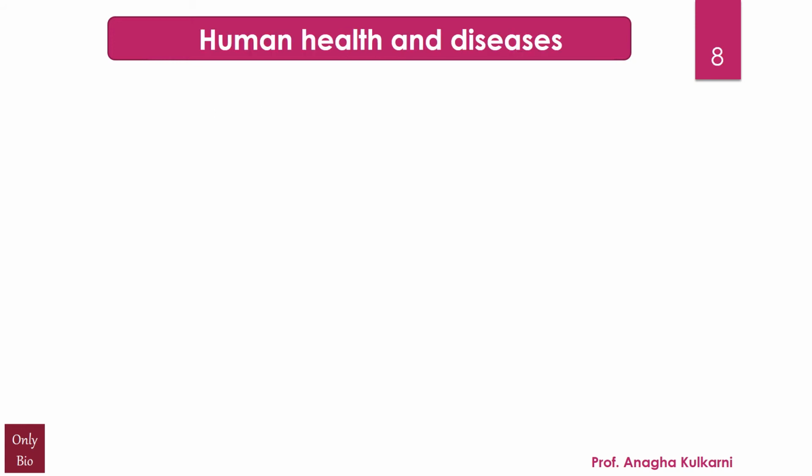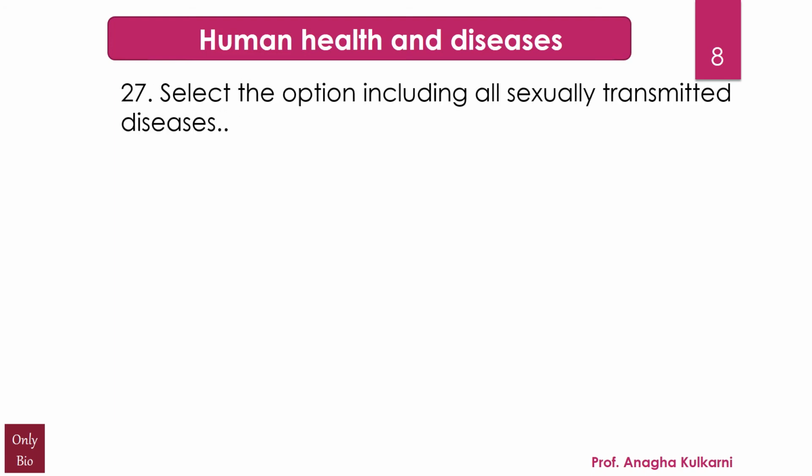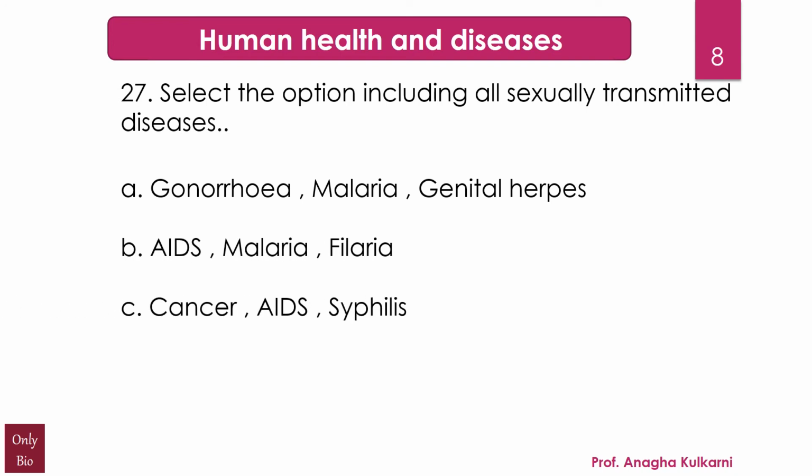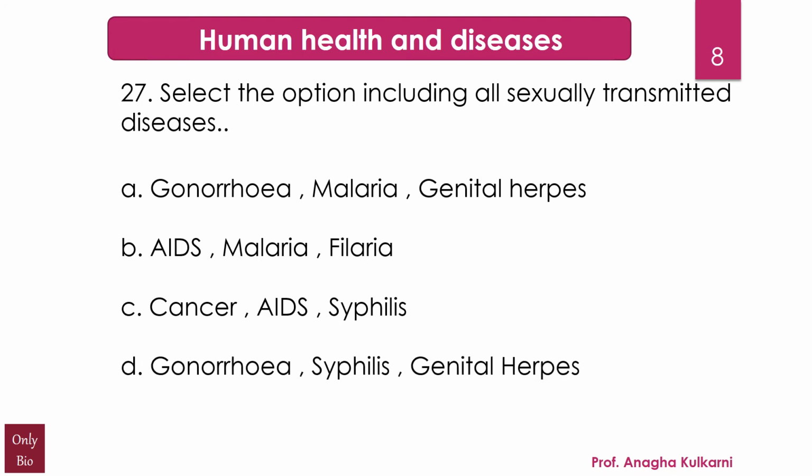The next question relates with the chapter Human Health and Diseases. Select the option including all sexually transmitted diseases. A. Gonorrhea, malaria, genital herpes. B. AIDS, malaria and filariasis. C. Cancer, AIDS and syphilis. And D. Gonorrhea, syphilis and genital herpes. And the correct answer is D.